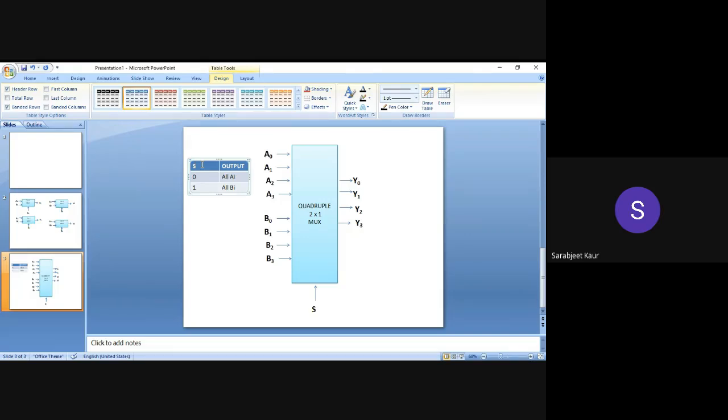Yes. But if I want, please see, we don't know what is the value of A's. A0 may be 1, A0 may be 0. Similarly, for A1, A2, A3. I don't know what their values are. All I'm saying is whatever are their values will come as output whenever I give S as 0. Is this clear? Because this is the job of a multiplexer.